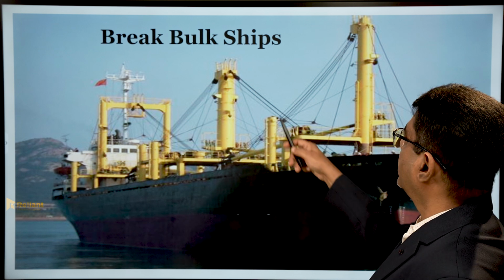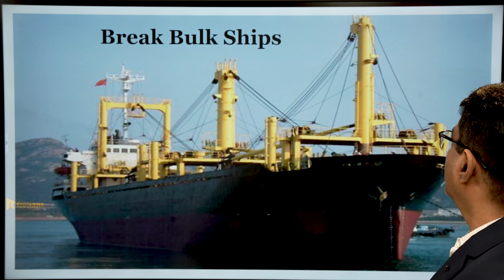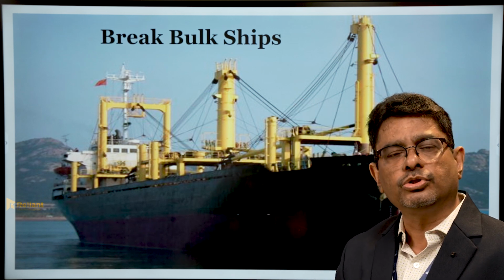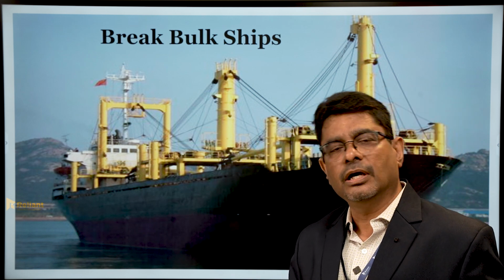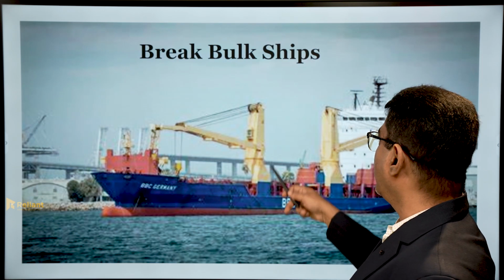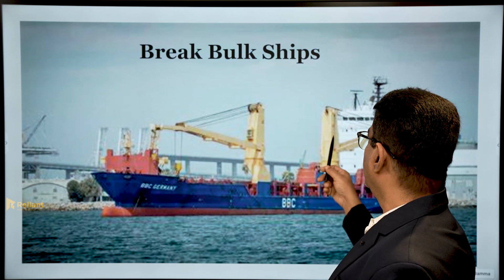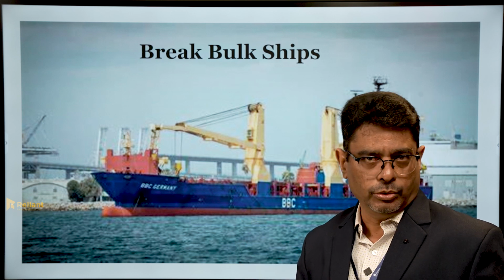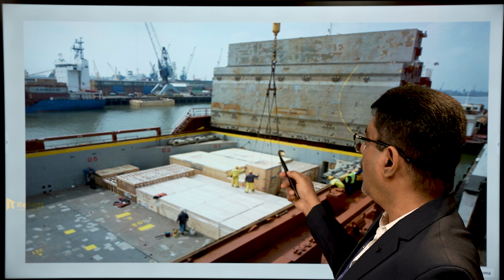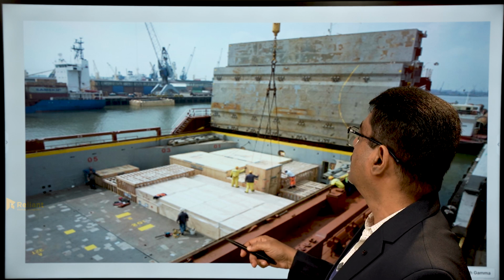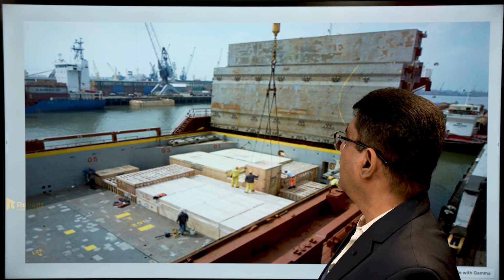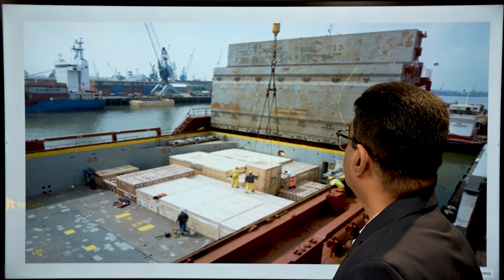This is a picture of a break bulk ship. You can see here, these are the derricks. Derricks are the equipments that are used for loading and unloading cargo. This is another picture of a break bulk ship where instead of derricks, they use cranes for loading and unloading the cargo. This is a picture of a break bulk ship where cargo are unloaded into the ship. Okay, cargoes of various types and sizes are being handled in a break bulk ship.